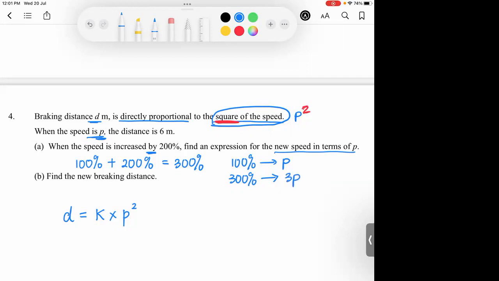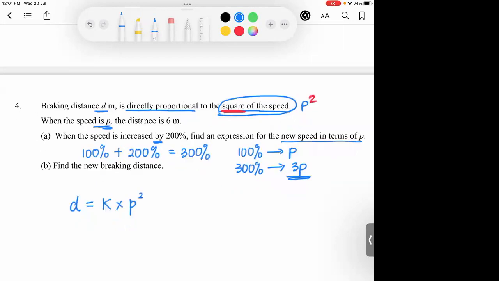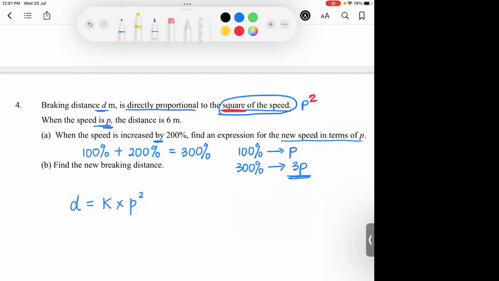So they say find an expression for new speed. So the new speed is 3P. So this one is my answer. New speed is 3P. They say the distance is how many? The distance is 6 meters. Now I need to find the new braking distance. I follow. I have K times. But what happens to my P now? P now becomes 3P, right? So I have 3 and then P.